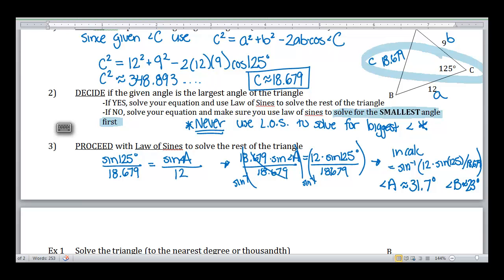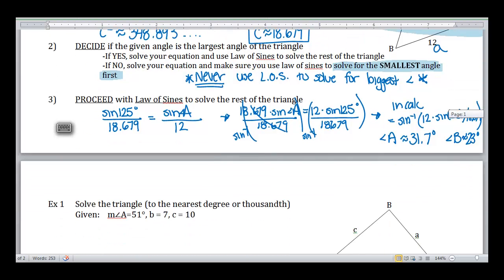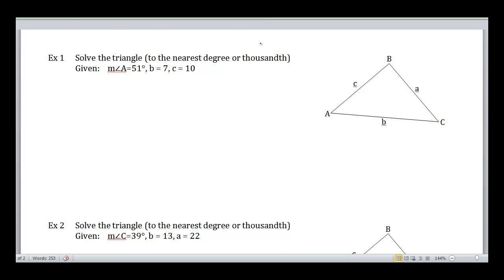Let's now look at the example on the next page. So again, the first thing you want to do, just like with law of sines, is label what you know. I know angle A is 51 degrees. I know that side B is 7. And I know that side C is 10. If I can use law of sines, that's going to be easier. But I only know angle A, and I don't know its opposite side length. Since I only know one angle, I can't do law of sines.